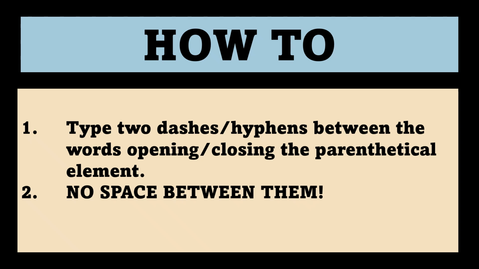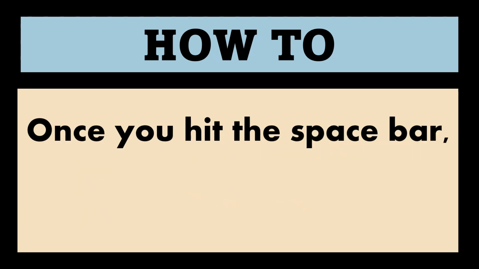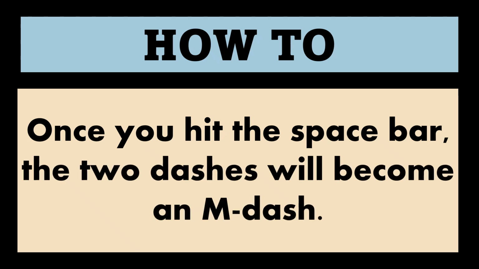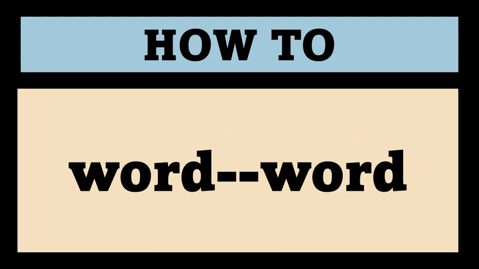No spaces between them. Do not put spaces between them. And then you simply hit the space bar and continue typing the parenthetical note, and then do the same thing when you close it. Once you hit the space bar, the two dashes will become the M dash in the same way that when we added spaces, they became the N dash earlier. It'll look a little bit like this.